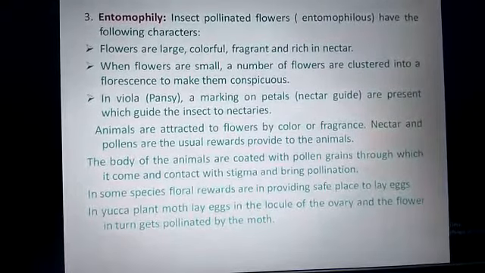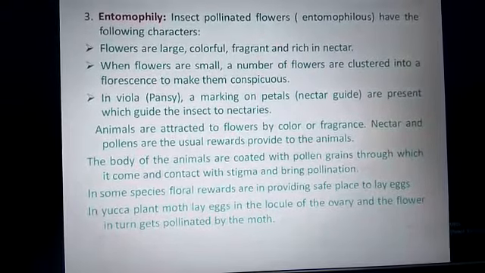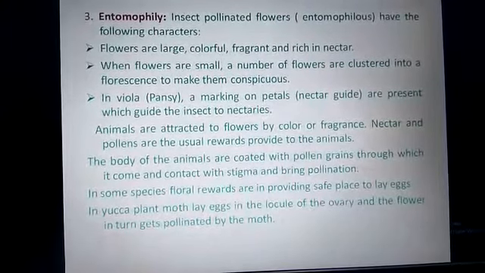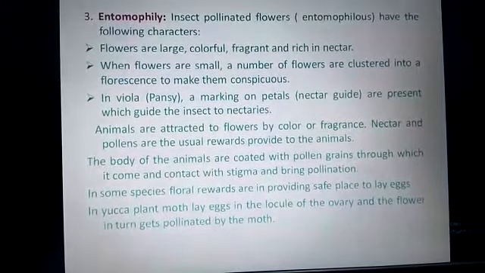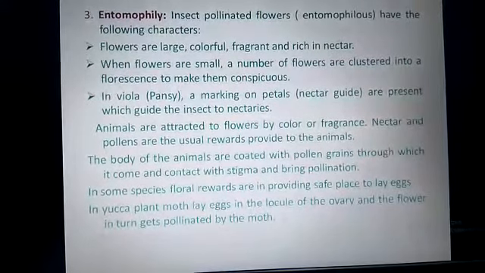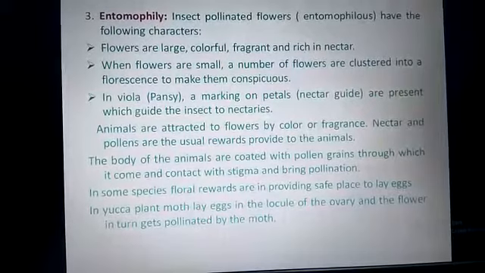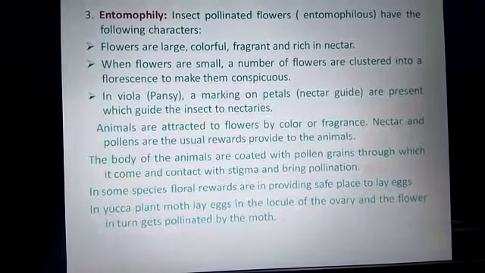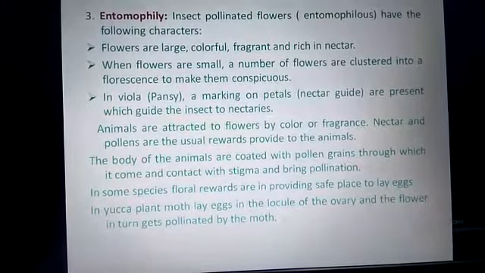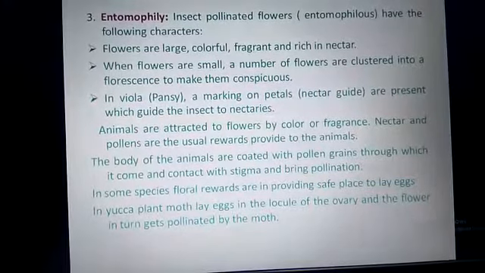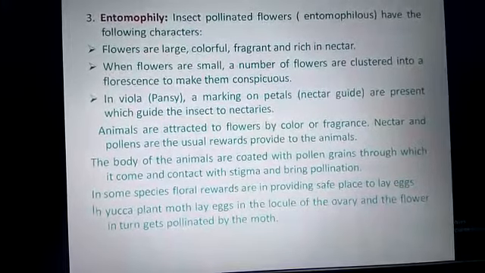In case the flowers are small, then these small flowers get clustered together into inflorescence so that they become conspicuous or noticeable to the pollinators. In viola, that is pansy, a marking is there on the petals, and this marking on petal is called nectar guide, and this marking will guide the insect to the nectaries.